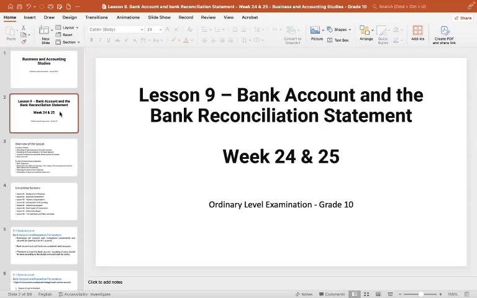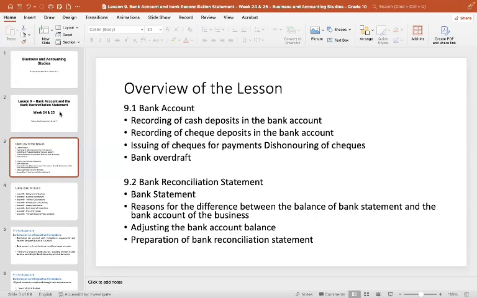So, over the last couple of weeks, we did almost eight lessons, and today we are into a new lesson, bank account and the bank reconciliation statement. So, this is a new lesson, and we will be learning about bank account and bank reconciliation statement in this lesson. So we will be learning about different transactions like recording of cash deposits, recording of check deposits, and issuing of checks, dishonoring of checks, and bank overdraft. And we will be learning quite a lot about bank reconciliation statement as well.